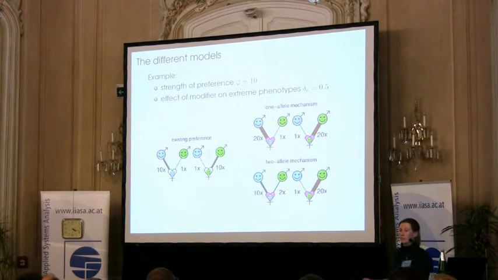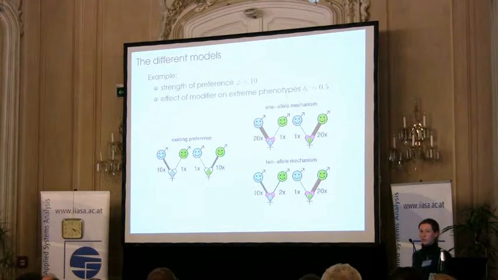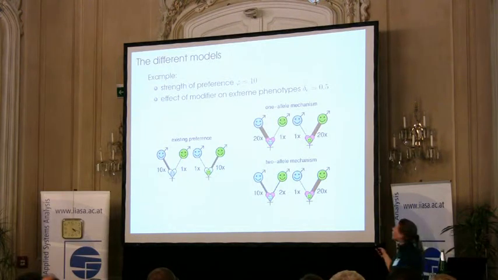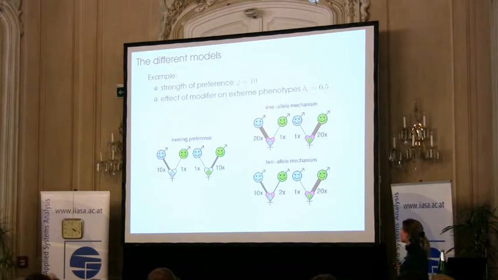And then in the 1 allele mechanism, females who carry the modifier will generally have a stronger preference for the kind of males they liked before. So here, for example, if we have a modifier of strength 0.5, blue-liking females will have a twice as high preference for blue males, and green-liking females will have a twice as high preference for green males. And in the two-allele mechanism, in contrast, the same thing.